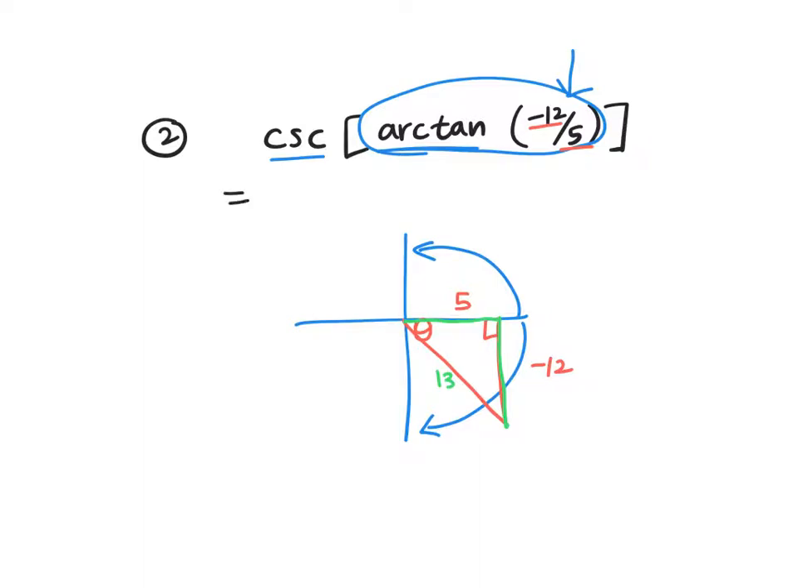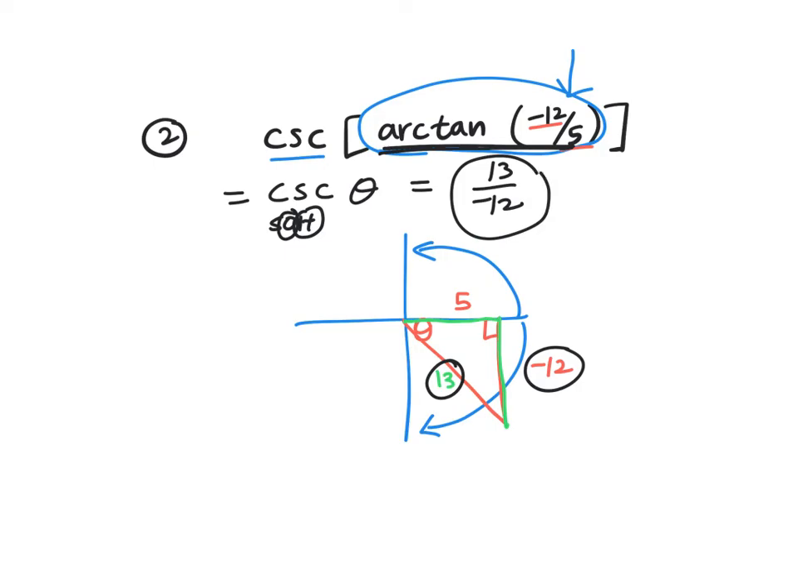So now you're asking yourself, what is cosecant of the same angle theta? Remember, cosecant has to do with sine, which is opposite over hypotenuse. In this case, we're going to have hypotenuse over opposite. So hypotenuse over opposite gives me 13 over negative 12. And that is your final answer.